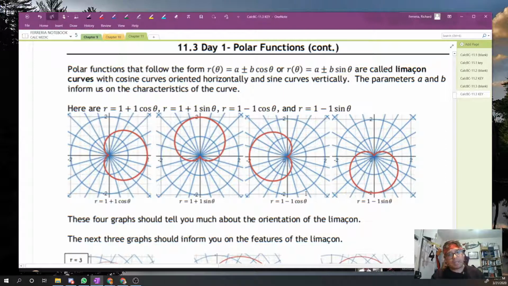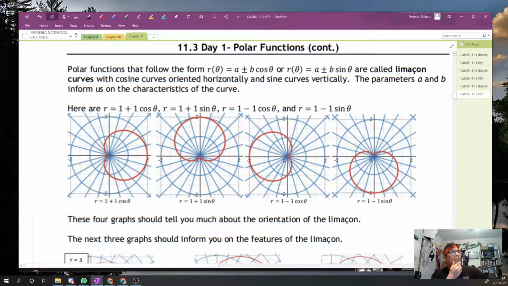So when I see a cosine limaçon, we're talking about ones that are symmetric about the x-axis. They have the cusp, or the little indented part, on the left or the right side on the x-axis. If you take a look at the sine limaçon, here's 1 plus 1 sine theta and 1 minus 1 sine theta. These are symmetric about the y-axis. So the curved part here, that's going to be on the y-axis.